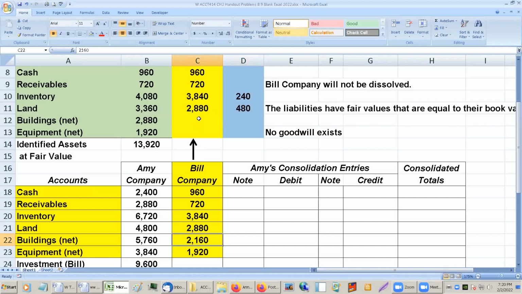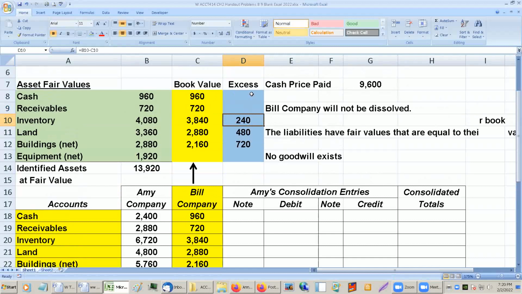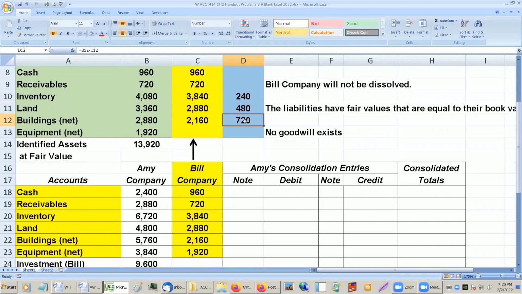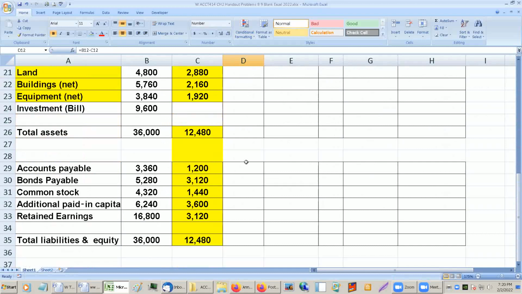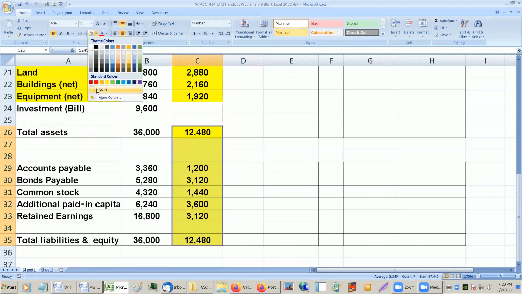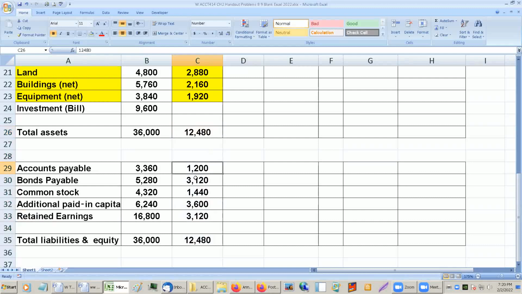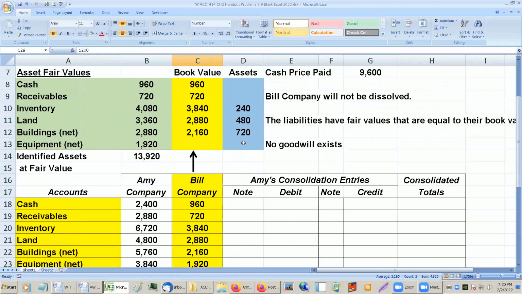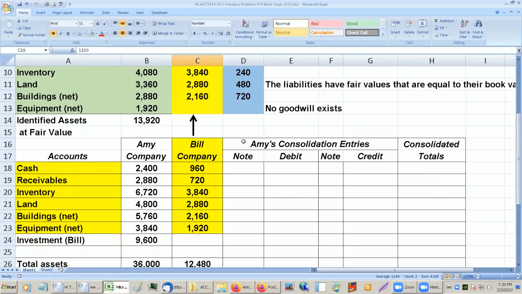And the building is 2160. Okay, so here's the excess assets. Okay, well, now we're ready to start going through this here. Oh, I should check to make sure that the accounts payable and bonds payable are the same. They don't have them here, so I assume that they are.